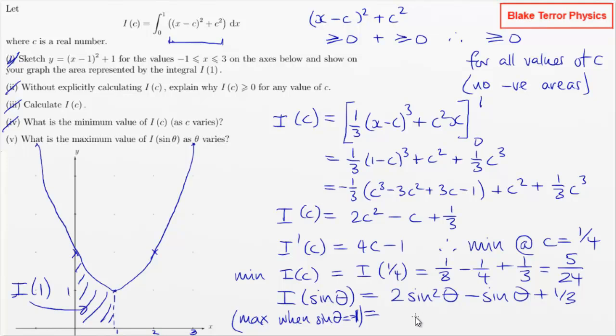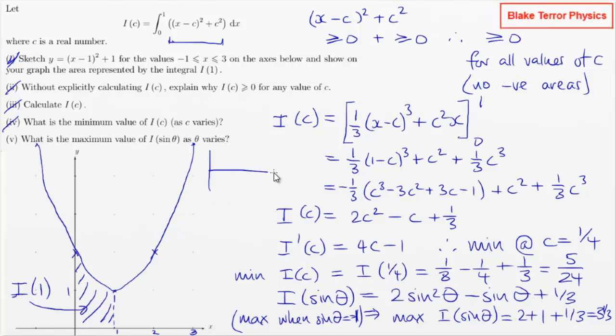Sorry, I'll just put this in and then we can come back to that. So if sine theta is minus 1, then our maximum of I sine theta is going to be equal to, what have we got? We've got 2 plus 1 plus a third. So 3 1/3. 3 1/3, just about creeping out on the screen. Yeah, you can tell this from the graph.